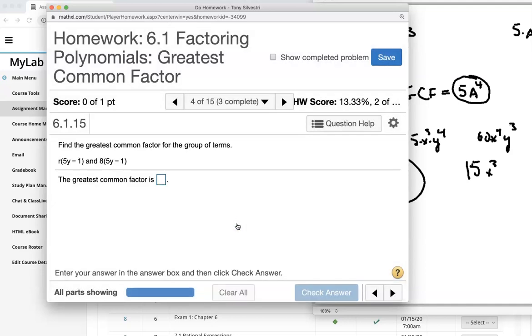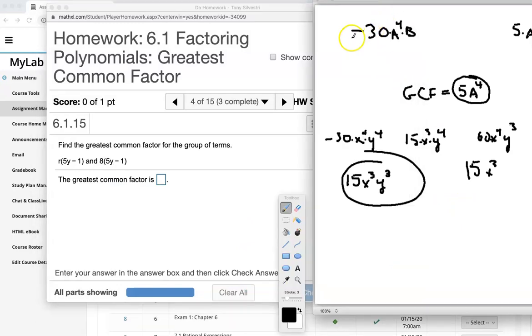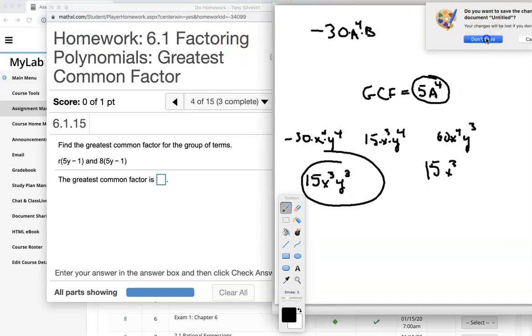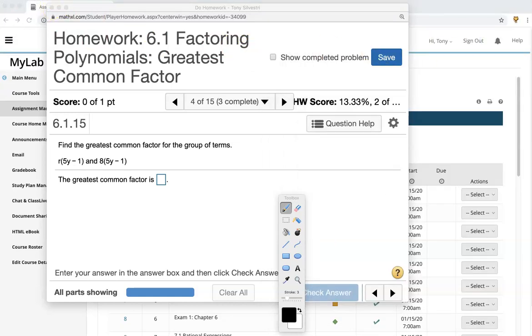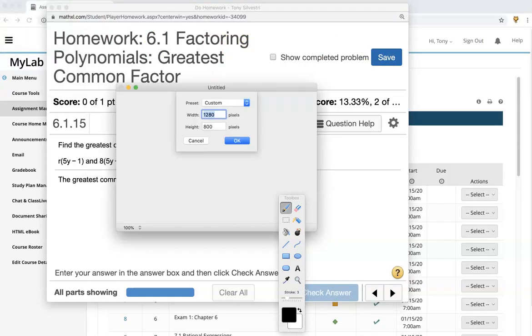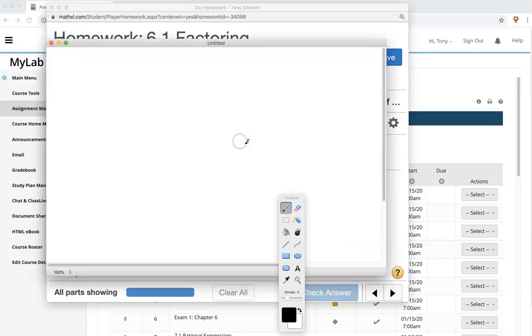So make sure, don't make mistakes. It's easier said than done. Let me clear out this file, close that out. And I don't want to save that. File, new, okay. Let's try this one.